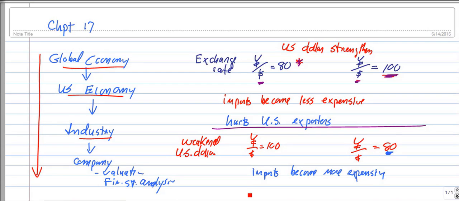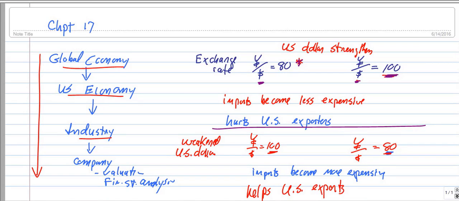Well, it helps U.S. exports, right? Because now goods in the United States have become cheaper. It used to cost 100 yen to buy something. Now it only costs the Japanese consumer 80 yen to buy that same item in the United States.